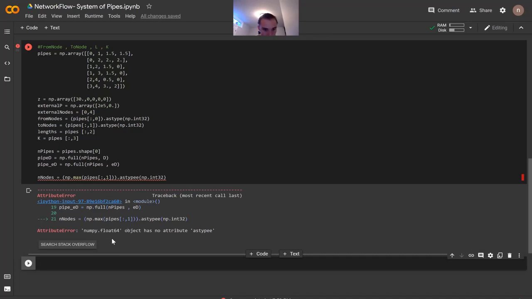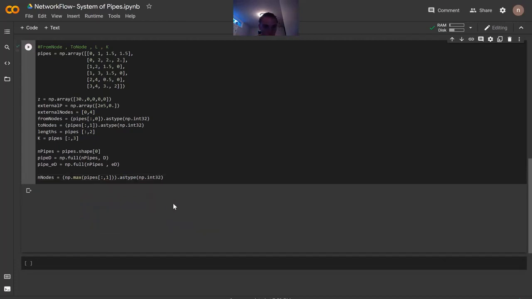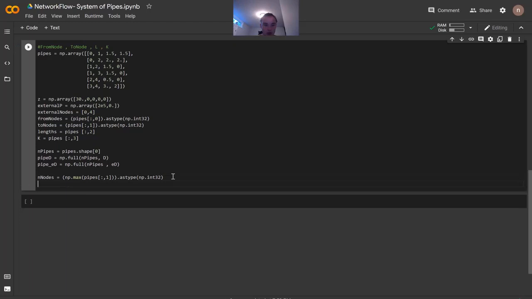NumPy float as type. Oh, that is my error. I had two E's. As type. Okay. So let's just check this to make sure.